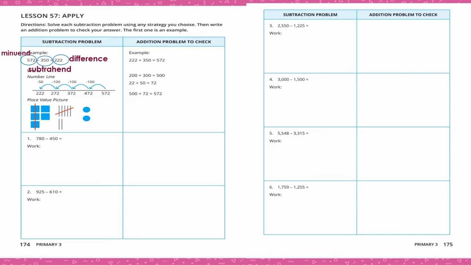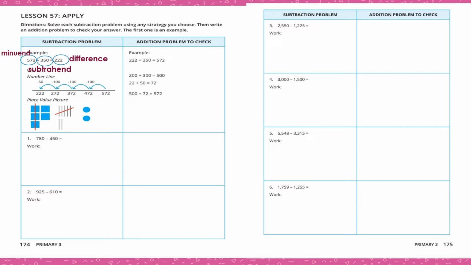222. To check your answer, you should make the difference plus the subtrahend. So, make 222 plus 350 equals what?